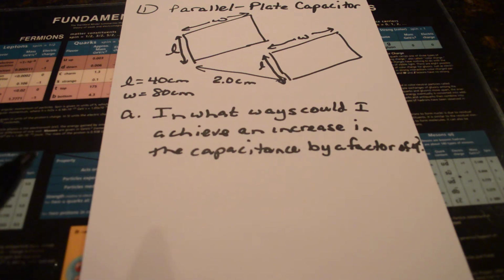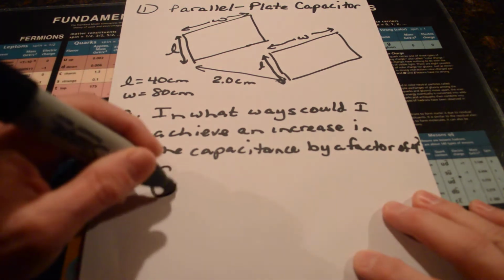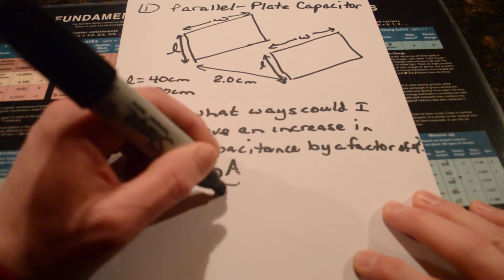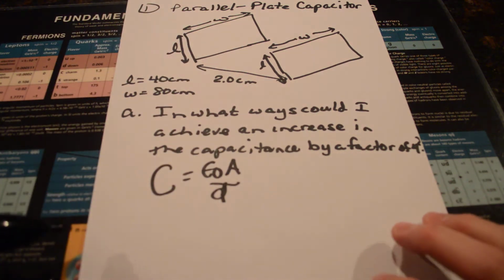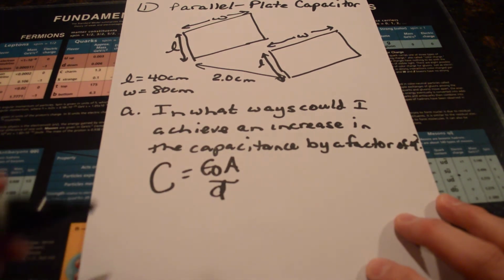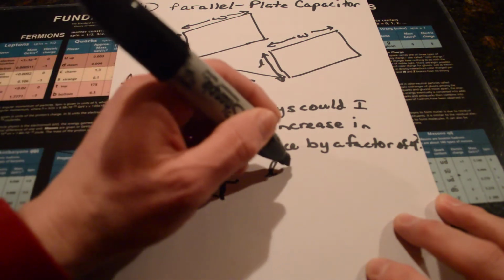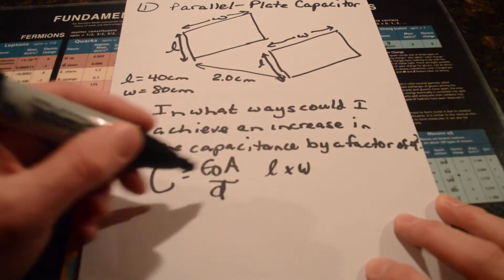First question asks, in what ways could I achieve an increase of capacitance by a factor of 4? Well, probably remember that the capacitance is equal to epsilon naught A over D, where A is going to be the length times the width. So if you wanted to increase the capacitance by a factor of 4, we could, number one, increase both the length and the width by 2. That'll give us 2, and 2 gives us 4.